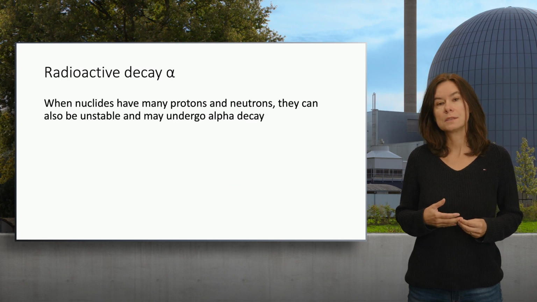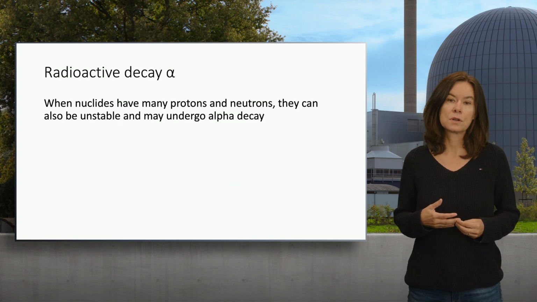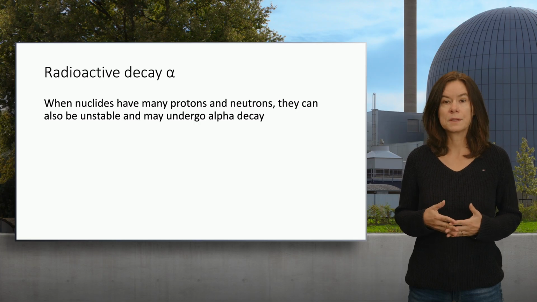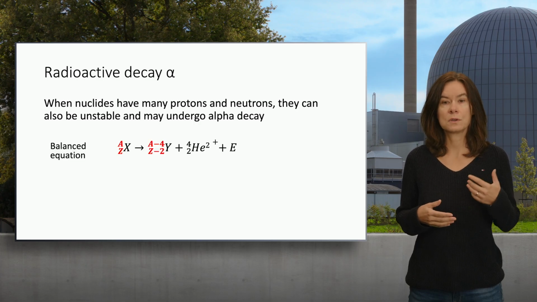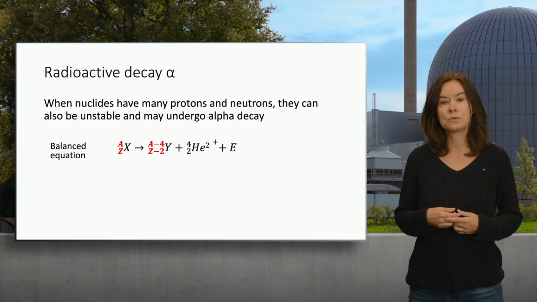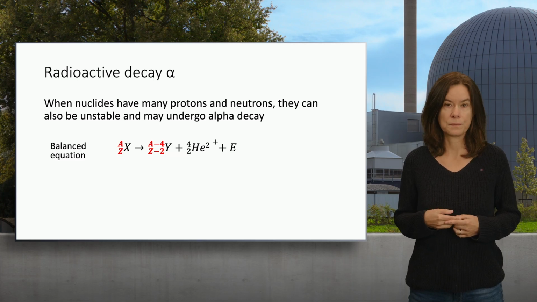Another type of decay is alpha decay. It usually occurs in nuclides with many protons and neutrons, making it characteristic of heavy radionuclides. In such cases, the radionuclide will expel 2 protons and 2 neutrons in the form of a helium nucleus, as shown in the general equation.